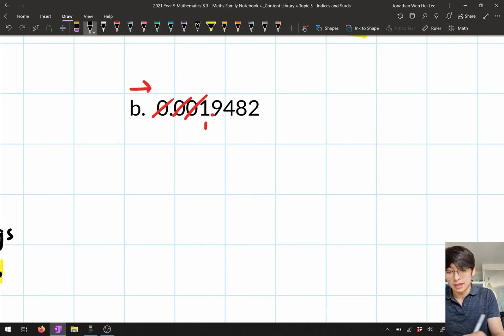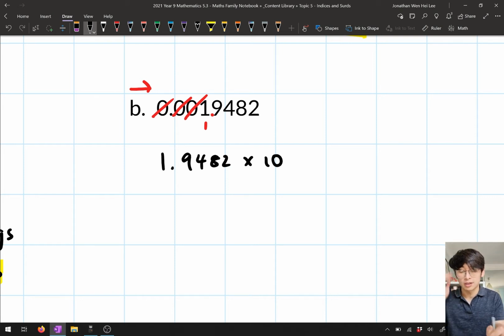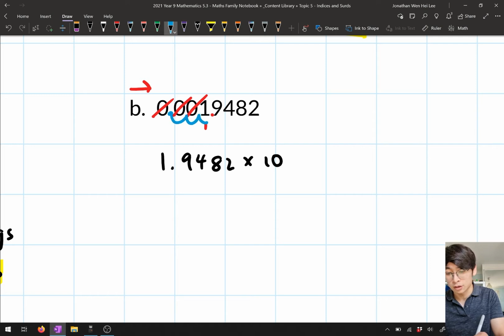So in scientific notation, this would be 1.9482 times 10 to the power. So this is my scientific notation part, just regular scientific notation. And then I just want to find how many times I moved from my original decimal point. My original decimal point is here between the first 0 and the next 0. So I count 1, 2, 3. And because we're moving to the right, it's going to become 10 to the power -3. So this is my regular scientific notation.